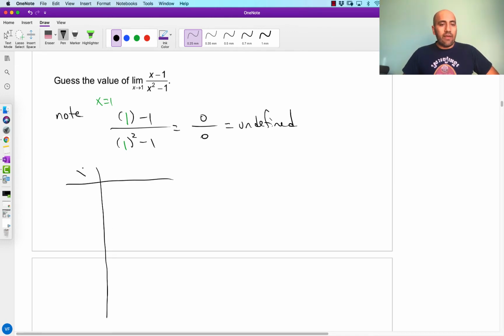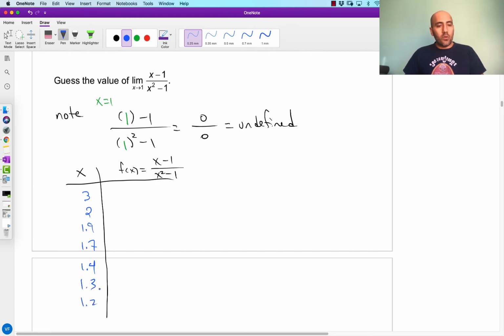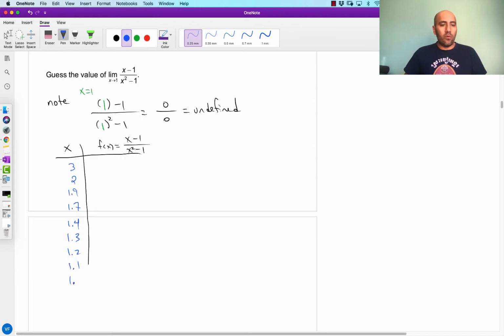We're going to have a table where we have x values, and then we have these results. I want to have f of x equals (x minus 1) over (x squared minus 1). And I want to input values that get closer and closer to 1 without ever actually being 1. So maybe we start at 3, 2, 1.9, 1.7, 1.4, 1.3, 1.2. We slowly walk toward 1 and see if there's a pattern. From that pattern, we'll be able to establish what this limit is. So 1.1, 1.01, 1.001, and so on and so forth.